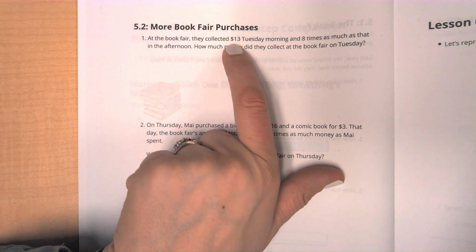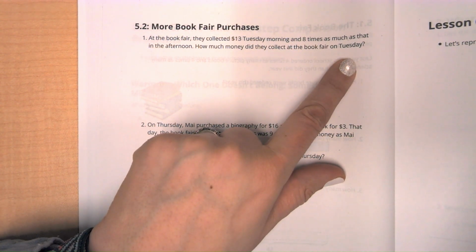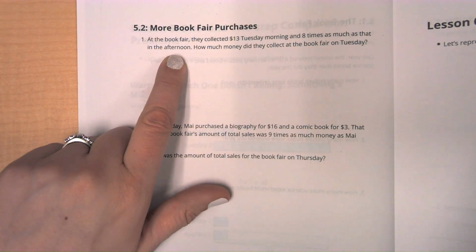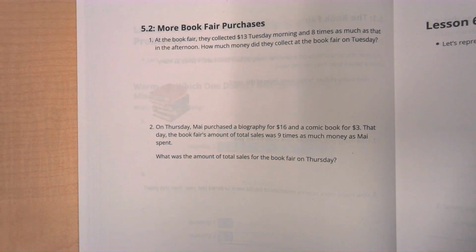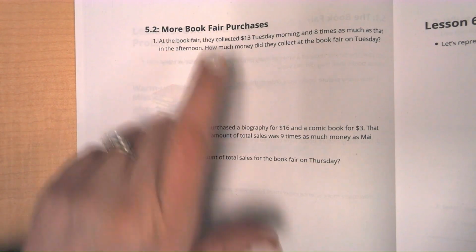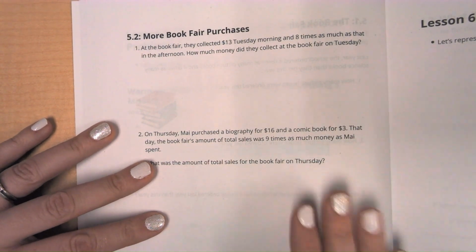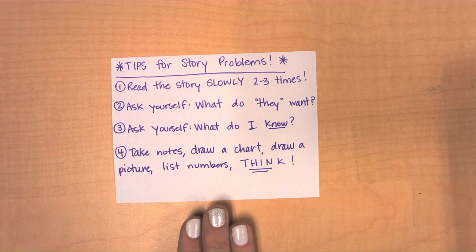So we're going to do what? 13 times 8. That's going to get us how much we collected at the book fair in the afternoon. Then we're going to take that answer and add it to the 13, and that's going to get us 117. 104 is in the afternoon, and then add that 13 to there, and that's going to give you 117. And so it's just important that you're reading these things carefully and you're taking care to make sure you know what you're doing.